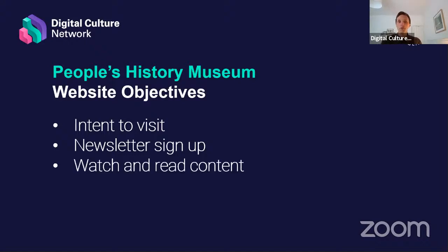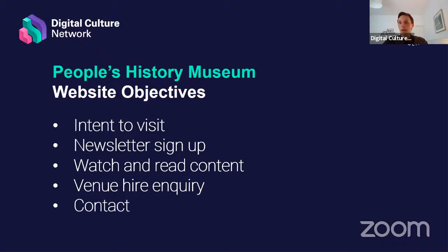And the next one is watch and read content. So all the videos and all the content we're putting out about democracy and everything that's been going on or has gone on in the past, are people consuming it? So these are objectives. You have to step away from the website. You have to think about these before you actually approach Google Analytics or Google Tag Manager. Another one is a revenue objective. So venue hire. So people get in touch to hire the actual venue itself, and then people getting in contact as well.